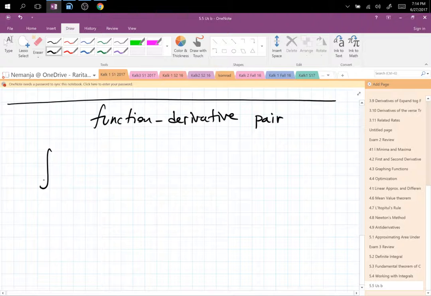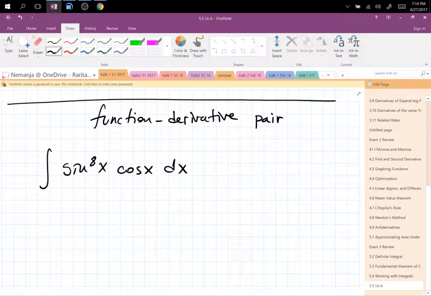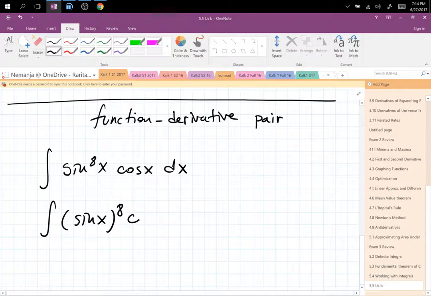So here is the spicier example. Say you have sine to the 8x times cosine x dx. See, you can understand this sine to the 8x as sine x to the 8, because that's what it is actually. These two are the same, except the notation is different. Now, do you see a function derivative pair that could help us here?